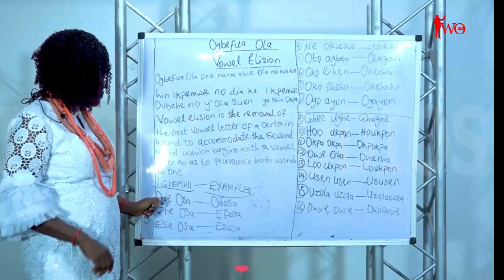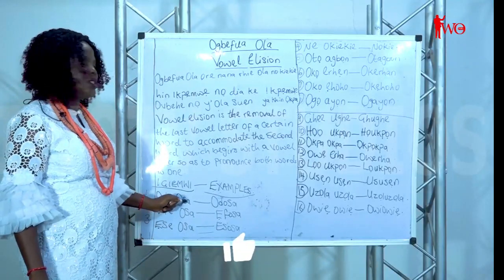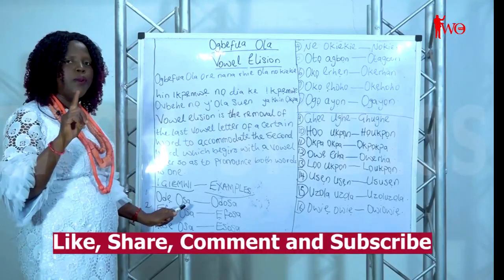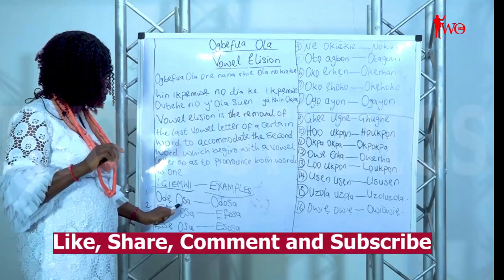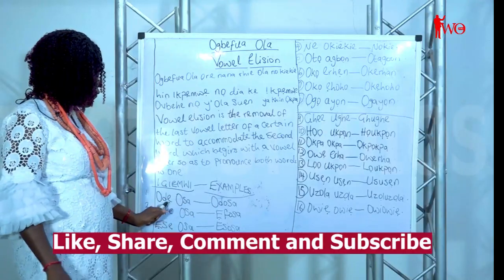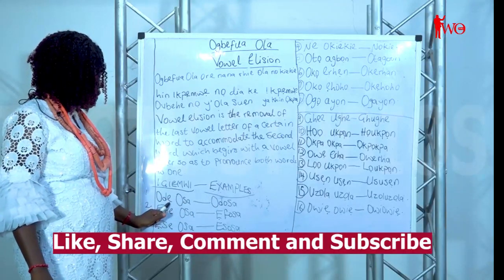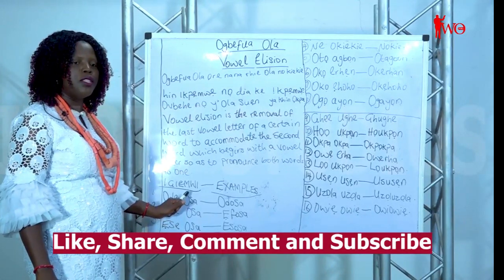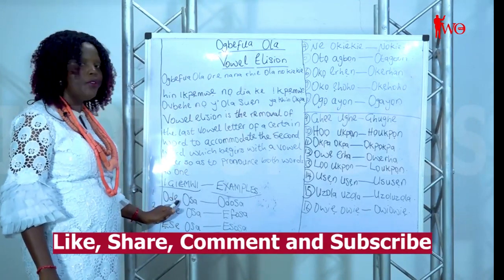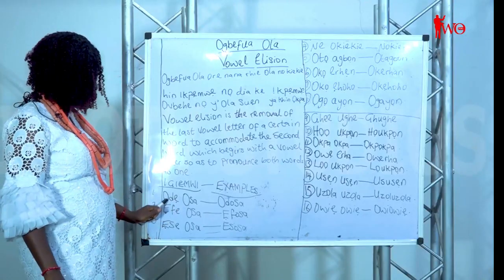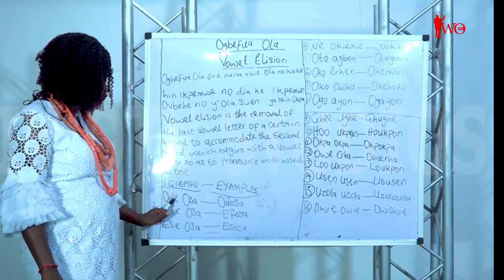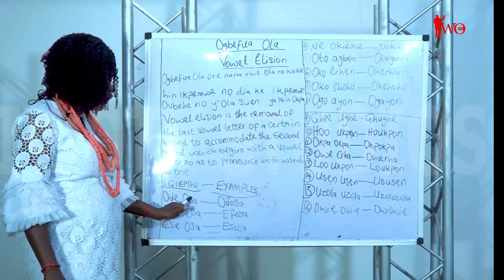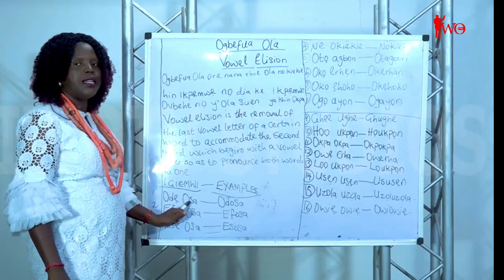Here we have ode, osa. Now, for it to be a full and complete name, it has to be Odosa. The last vowel letter of the first word, which is very close to the second word that begins with a vowel letter, has to be removed. So this is the first word. This is the last vowel letter of this word. This is the second word, and this is the first vowel letter of this word.